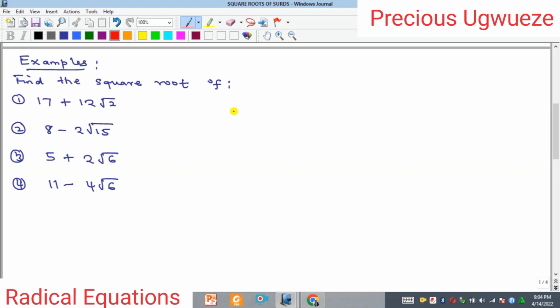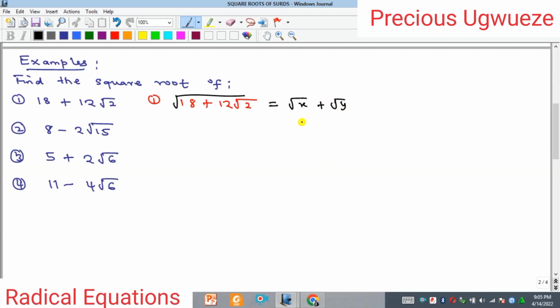Here we begin with the first one. Sorry, this is supposed to be 18 and not 17. So we have 18 plus 12 root 2, and we want to find the square root. Like I said, all you need to do is say that the square root we are looking for should be equal to the square root of x plus the square root of y. And now you are looking for x and y.